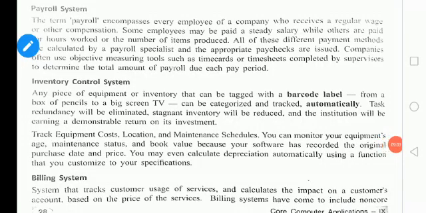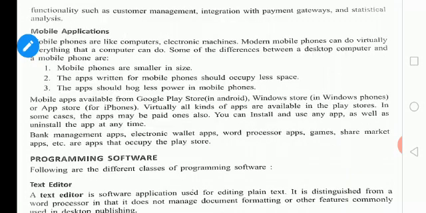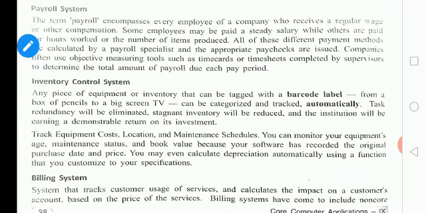Then the billing system. So what is the billing system? It is a system that tracks the customer's usage of services and calculates the impact on a customer's account based on the price of the service. Billing systems have come to include non-core functionality such as customer management, integration with payment gateways and statistical analysis. So these are the things related to the billing system. On this second page we have seen the payroll system, inventory control system and billing system.